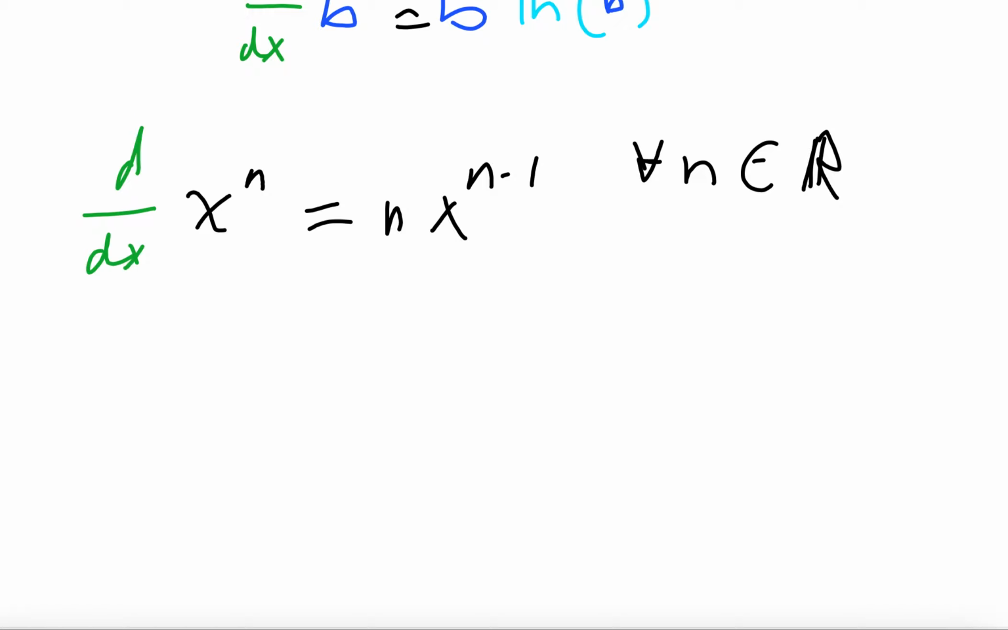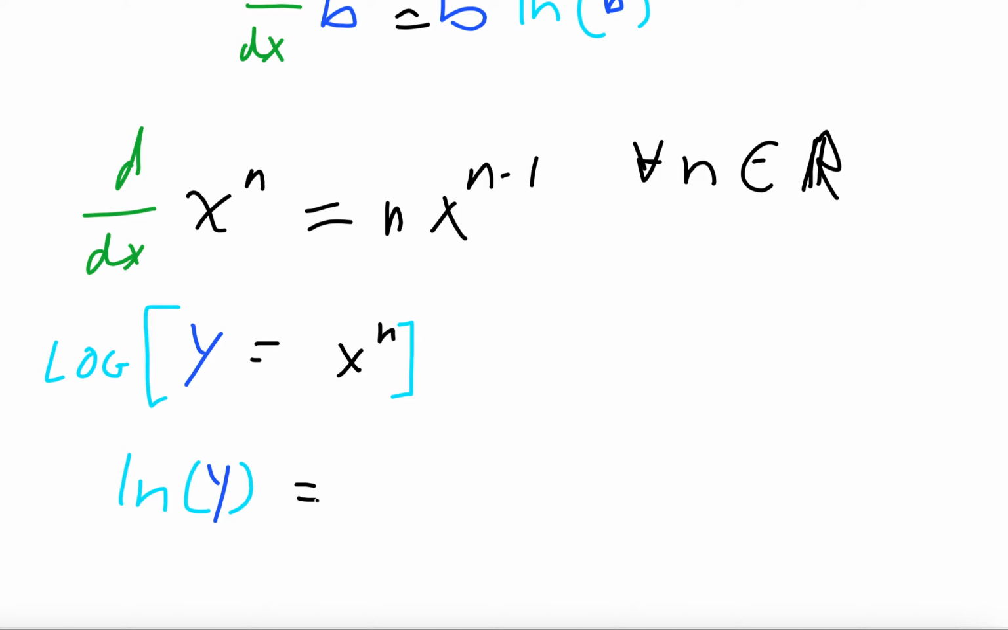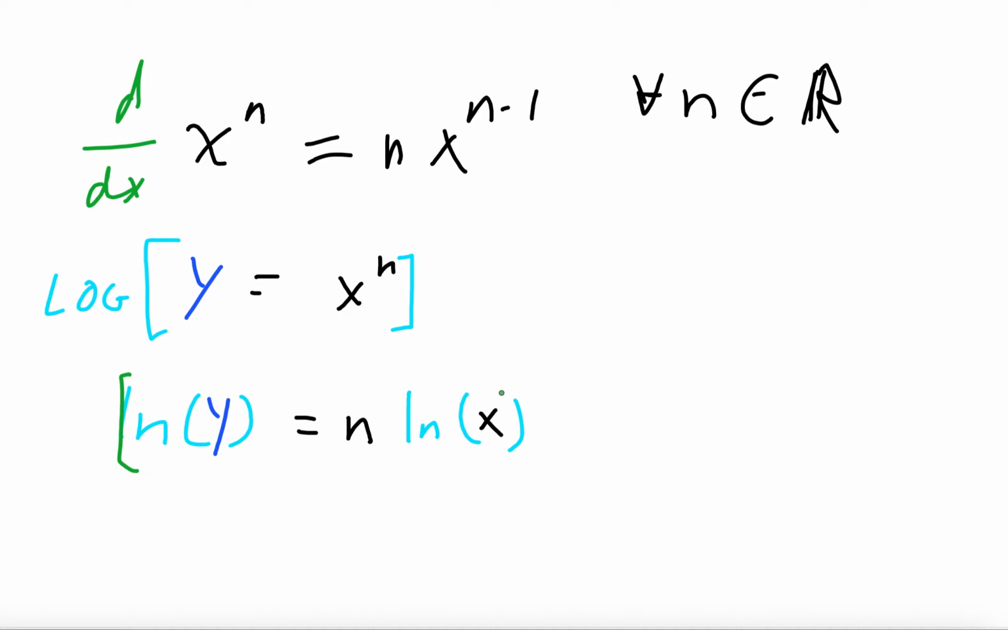Well, guess what? We're going to use logarithmic differentiation. So if you have y equal to x to the n, then if you take the log, because we can't use the power rule, that'll be circular reasoning. If we take the log operator on both sides, the natural log, you get the natural log of y is equal to n, which is the exponent, times the log of x, like this. And now, guess what we're going to do? We're going to hit it with the derivative operator, the curly d with respect to x.